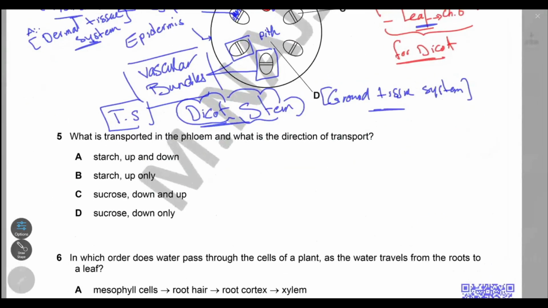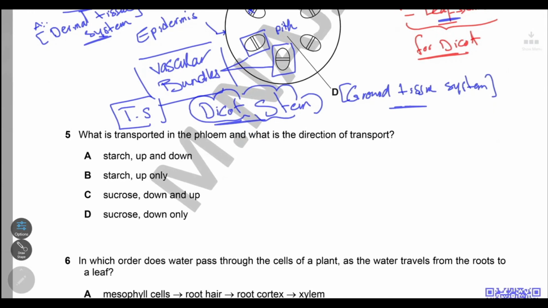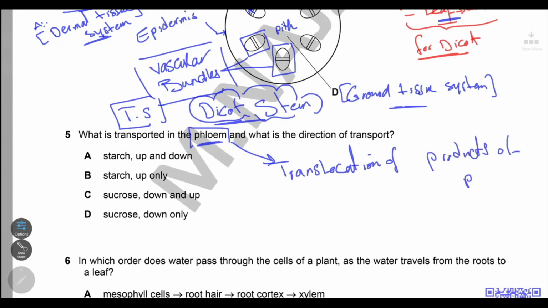It says, what is transported in the phloem and what is the direction of the transport? A, starch up and down. B, starch up only. C, sucrose up and down, or down and up. D, sucrose down only. Here in the phloem, as we mentioned, it is dedicated to translocation of products of photosynthesis.